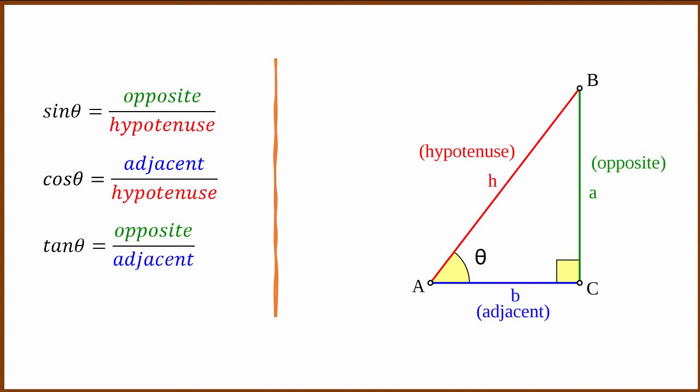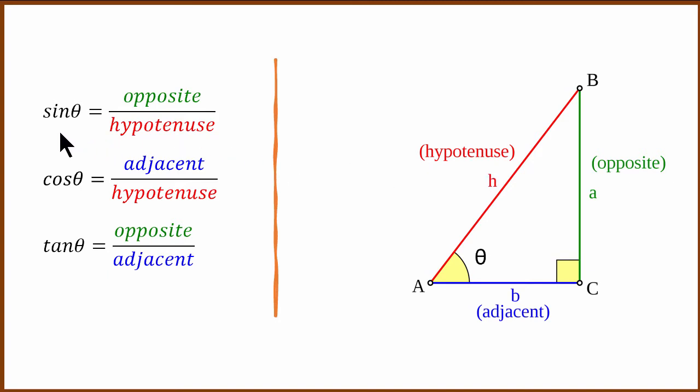For defining trigonometric ratios, we will name the sides of the right angle triangle. The side opposite to the angle, because this is opposite to theta, is called the opposite side. The side that is next to it, which is not the hypotenuse, is the adjacent side. The side which is opposite the right angle is called the hypotenuse. In this case, we have the opposite side in green color, the adjacent side in blue color, and the hypotenuse in red color. These three sides are used in defining ratios.